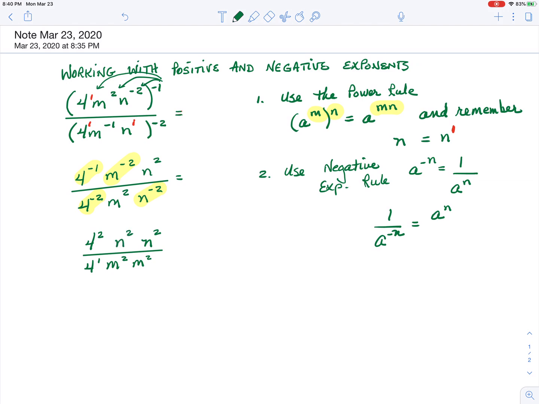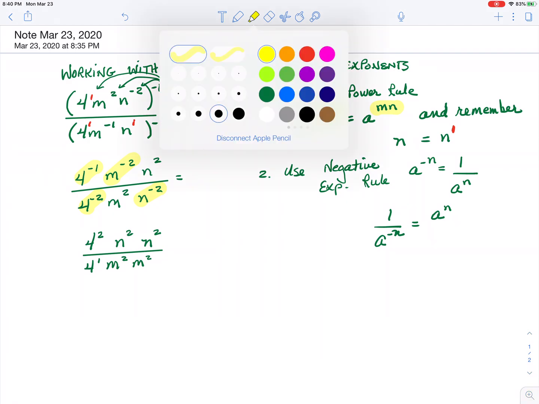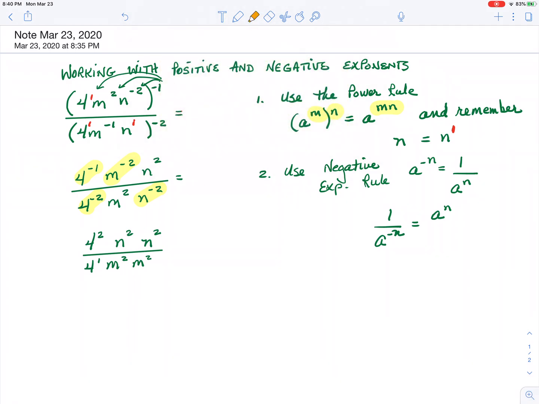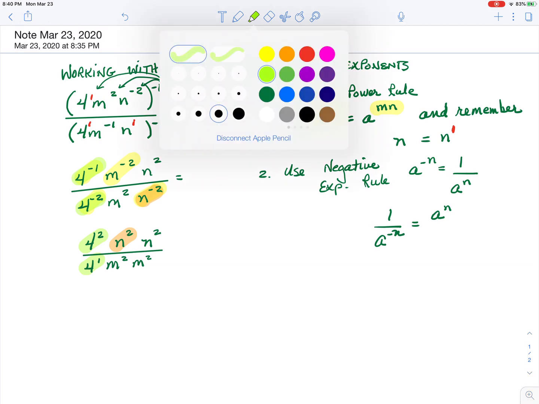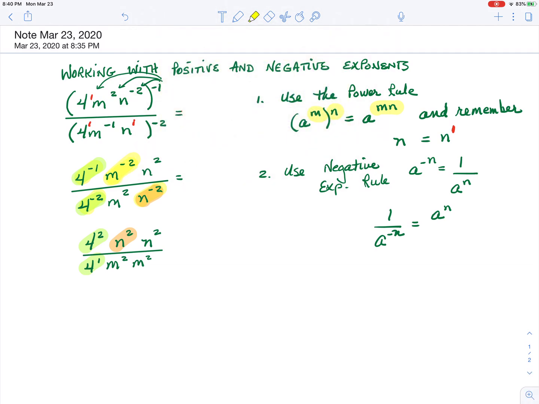Now that was a lot of movement there, so let me see if I can do some connecting here. So this n to the minus 2 I brought up here, this guy. And these two switch. The 4 to the negative 2 went up to the top, and the 4 to the negative 1 went down to the bottom. And then this m to the negative 2 went down and became n to the positive 2. So again, there was a lot of movement going on there.